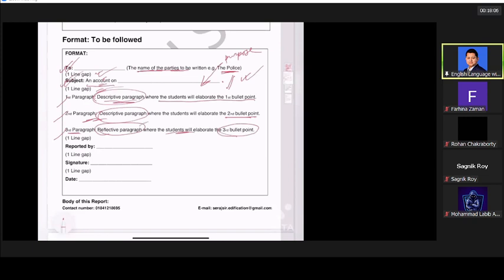And reflective paragraph, I have already told you that reflective paragraph means where you're going to give your opinion and you're going to justify your opinion. Then there is a one-line gap. Each time there is a one-line gap so that it looks good, it looks nice.